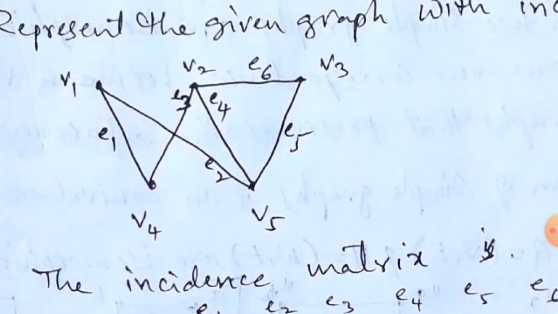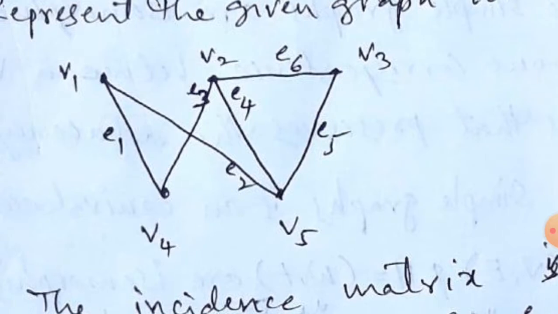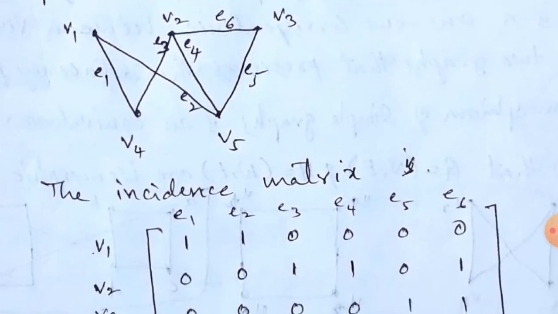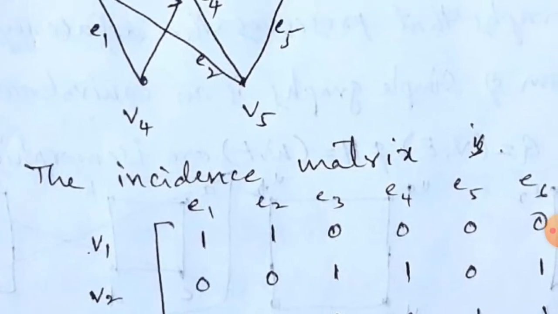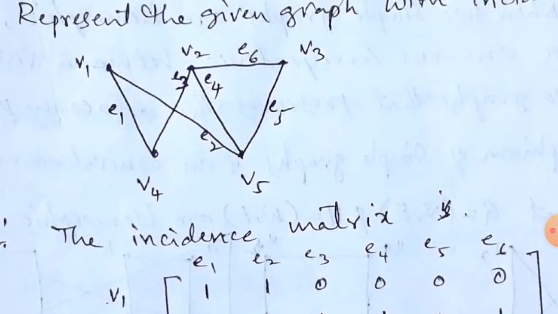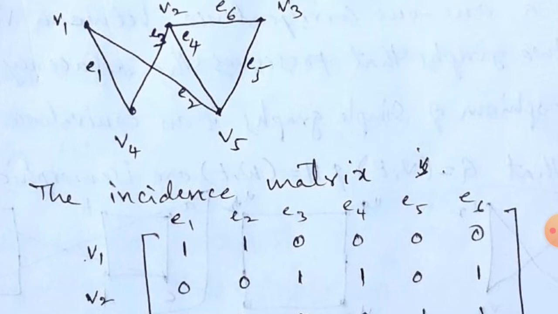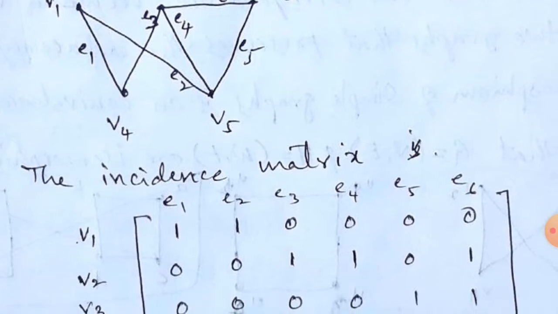Now observe the vertex V1. How many edges are there at V1 here? E1 is there, E2 is there, but not E3. So where is E3? V2 to V4. Not V1. So that's why the entry is 0. Similarly, at V1 there is no edge E4, no edge E5, no edge E6. That's why we are taking them as 0. Now observe at V1 only two edges are there, E1 and E2. That's why only the entries for E1 and E2 are 1s, remaining all are zeros.